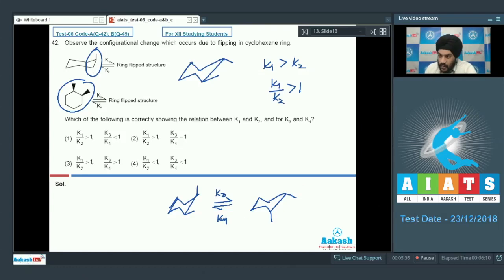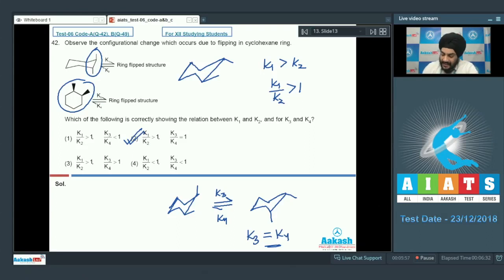So these two structures are equally stable. So the K equilibrium value for this reaction will be equal to 1, and the value of K3 shall be equal to K4. Students, if you look at the options, we can clearly see that we have to mark option 2 as the correct answer to our question.